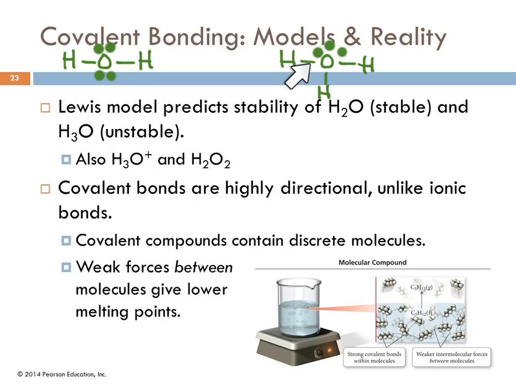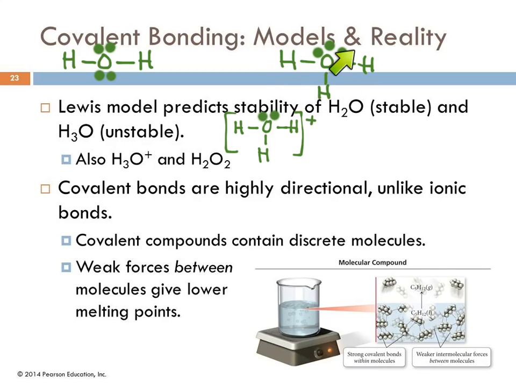Here, oxygen has 9 electrons. It's too many. So that's not stable. What about H3O+, the hydronium ion, and H2O2, hydrogen peroxide? H3O+ would be like this. So H3O wasn't good.